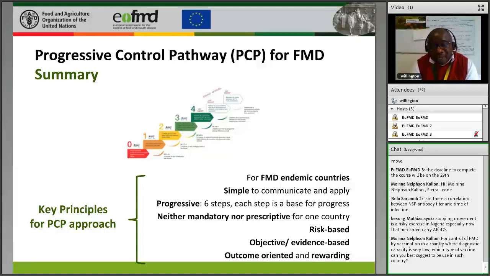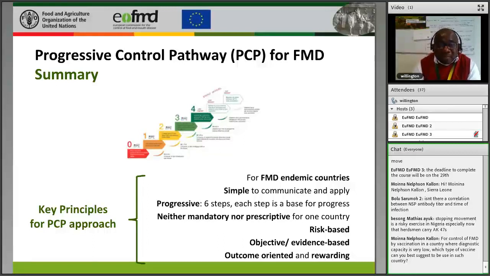So we have to retain that there are 7 main stages: stage 0 right up to stage 4, plus 2 additional stages that are OIE stages. What are the key principles of the progressive control pathway? Like you must have seen, the progressive control pathway is actually designed for FMD endemic countries.